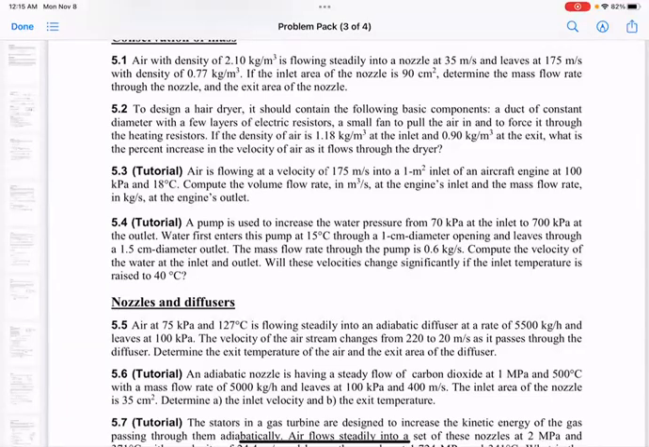Compute the velocity of the water at the inlet and outlet. Will these velocities change significantly if the inlet temperature is raised from 15 degrees Celsius to 40 degrees Celsius?